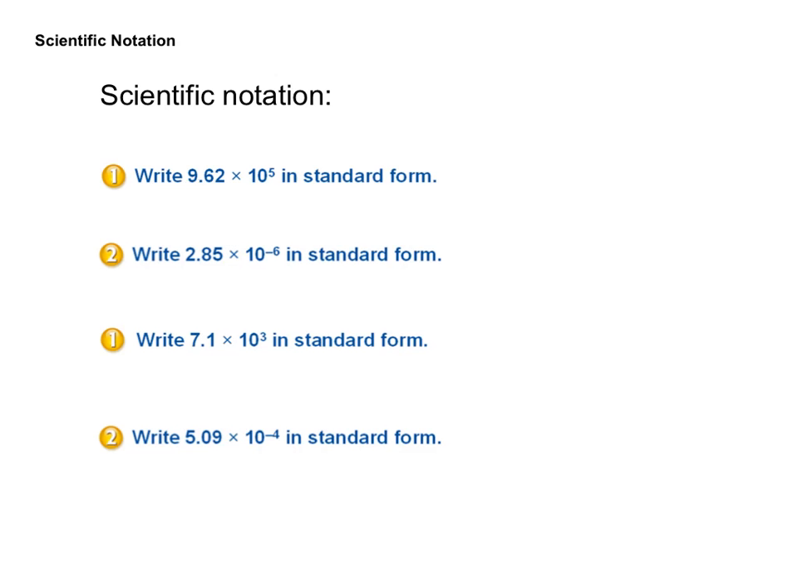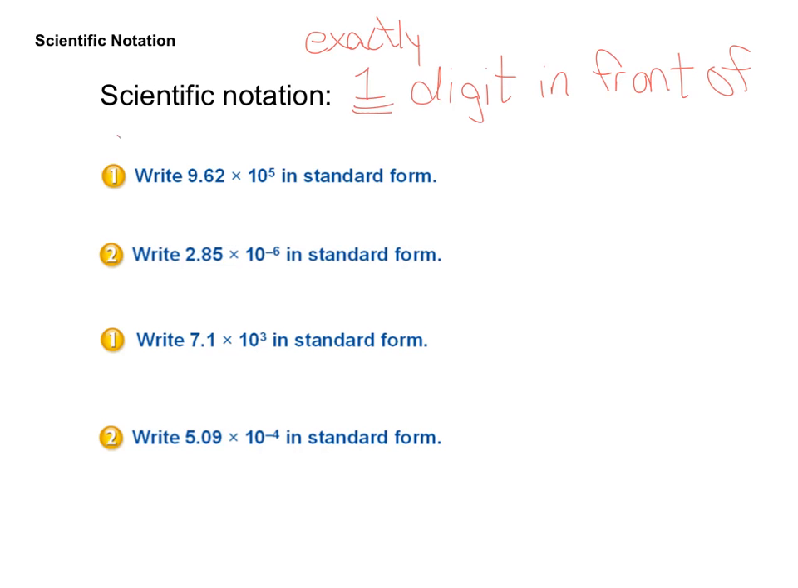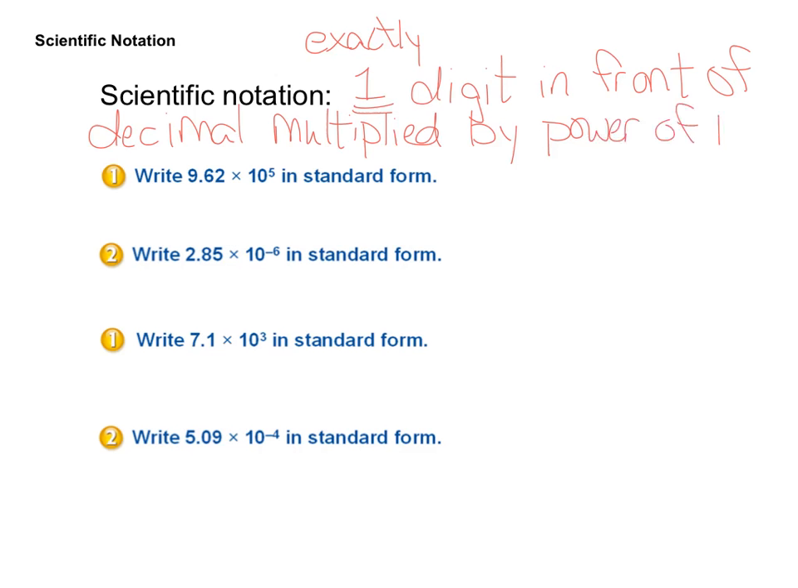Now, the rule of scientific notation is that there can only be exactly one digit in front of the decimal multiplied by a power of 10. Okay? So there's exactly one digit in front of the decimal, and it's multiplied by a power of 10.